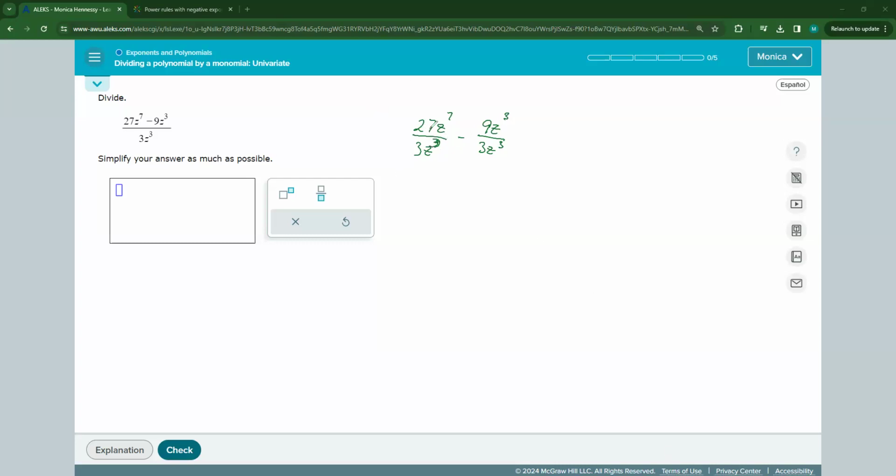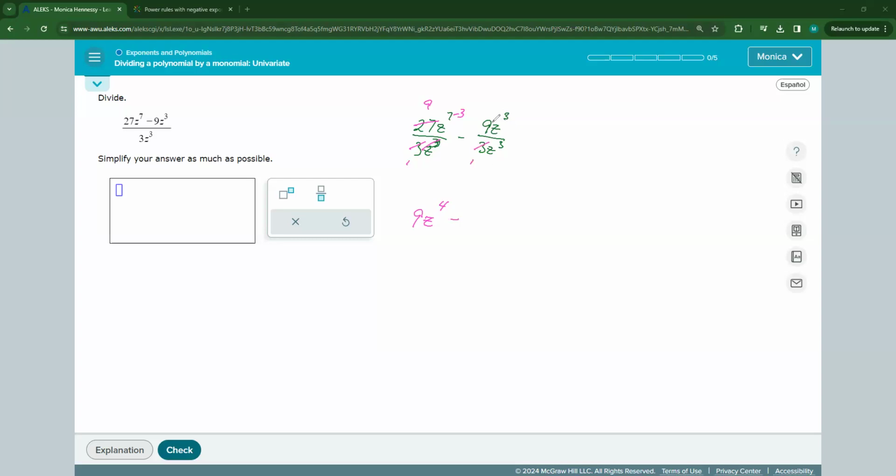So we're going to simplify the coefficients and then simplify the exponents if they have the same base, which they do. So 3 goes into 3 once, 3 goes into 27 9 times. So you're going to have a 9. Z to the 7th over z to the 3rd, there are more on top. So I'm going to subtract the 3 and keep it on top. So this is going to be z to the 4th. And then everything's positive here, so it's just going to stay a minus.